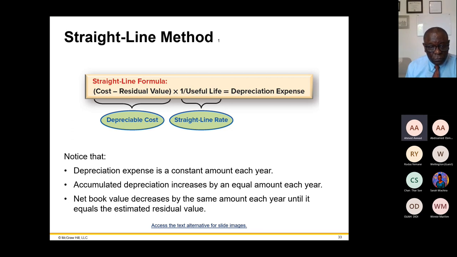Sorry, Professor, what is the residual value again? Okay, the residual value is the salvage value. Let us look at the car you are driving. You bought the car. After 10 years, will you still sell the car at the same price you bought it? No. So supposing we bought the car for $5,000, then 10 years down the road, probably you can only sell the car for $500. If you are to sell the car for $500, $500 is the residual value.